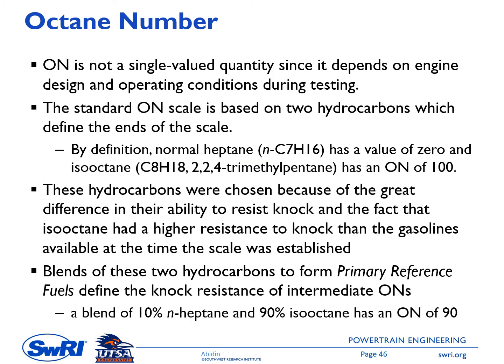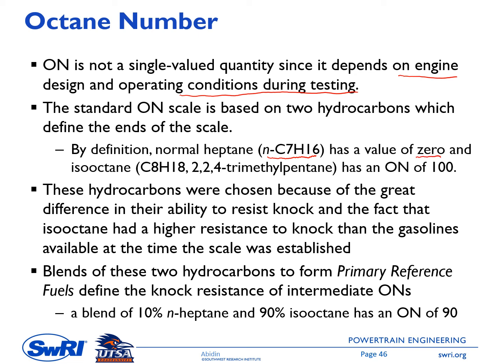Octane number is not a single value quantity since it depends on the engine design and operating condition during testing. For the standard octane number scale, we use two hydrocarbons. Number one is normal heptane, or n-heptane, C7H16. So this normal heptane has an octane number of 0.